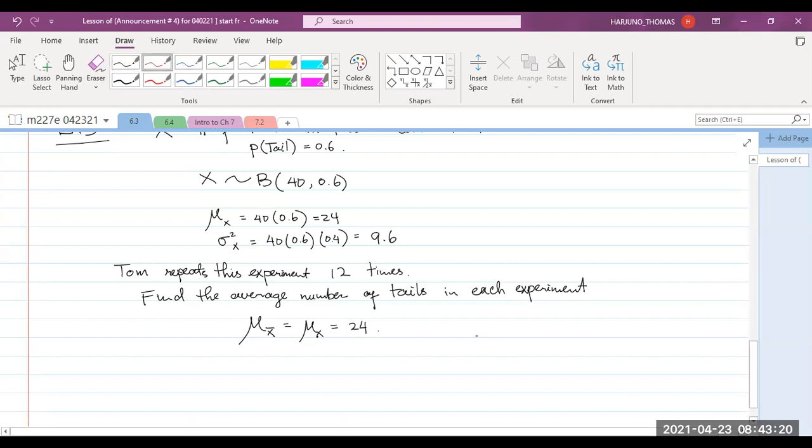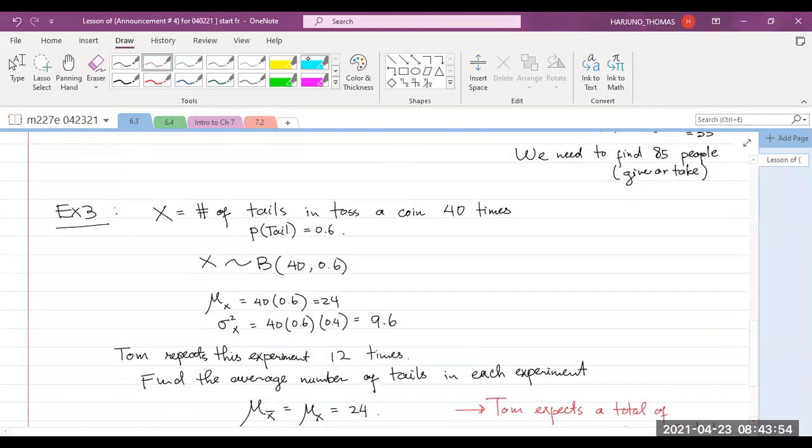Okay, basically, Tom expects a total of 12 experiments times 24 tails each experiment. Okay, that's 288 tails. Again, Thomas tossed it how many times? Thomas tossed it 40 times each experiment, times 12.